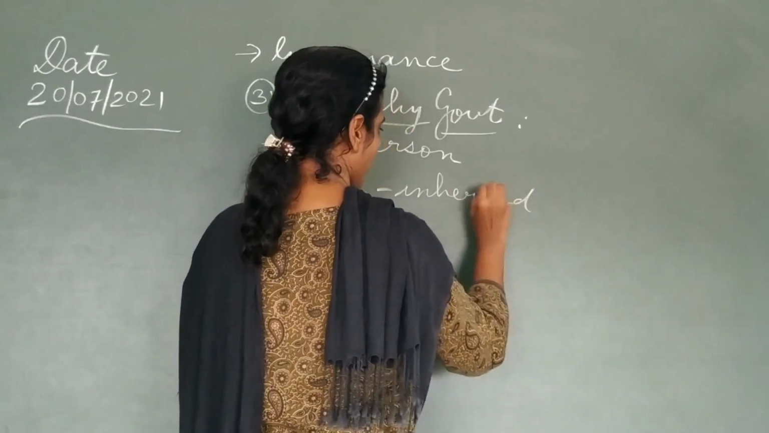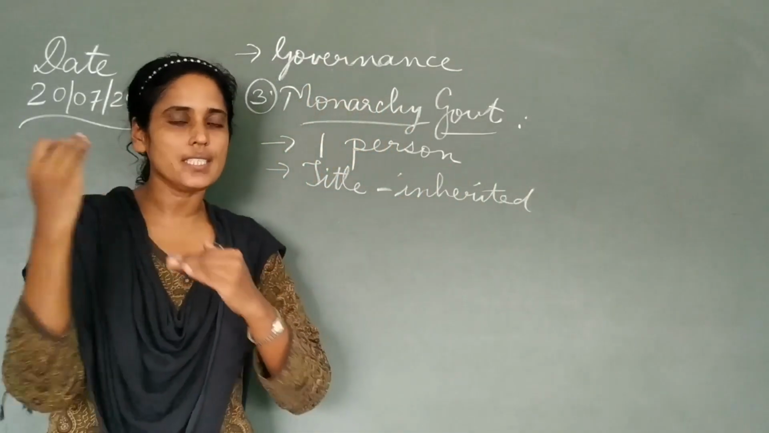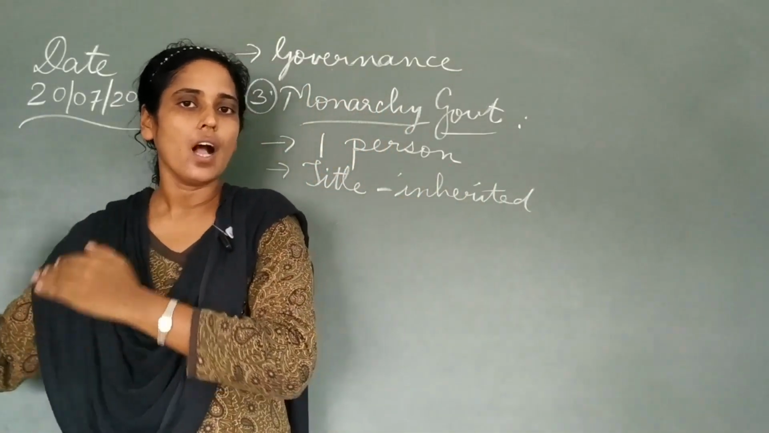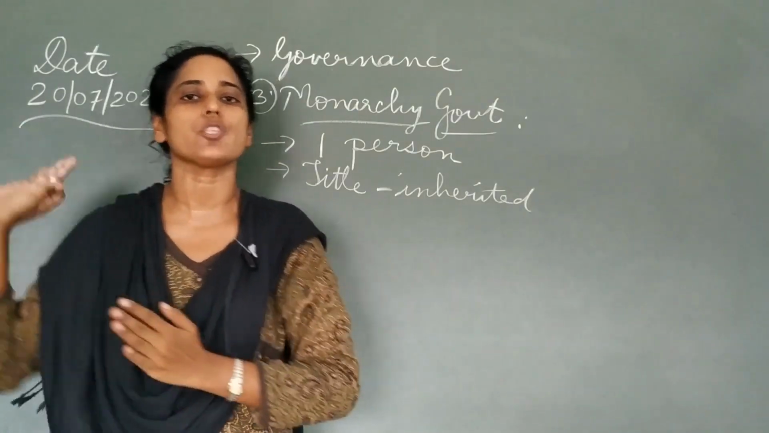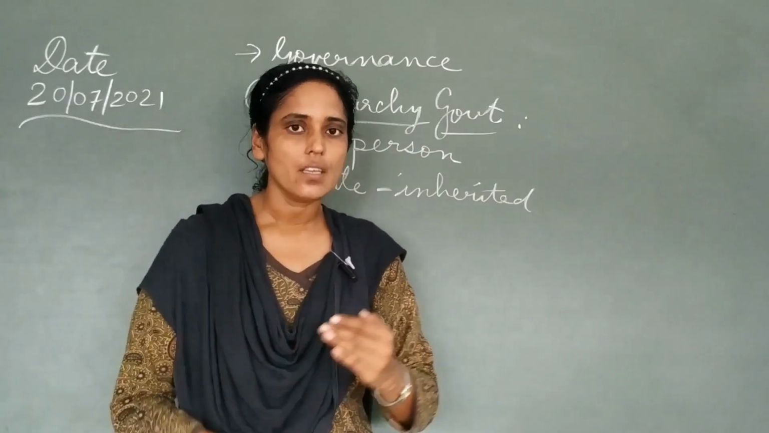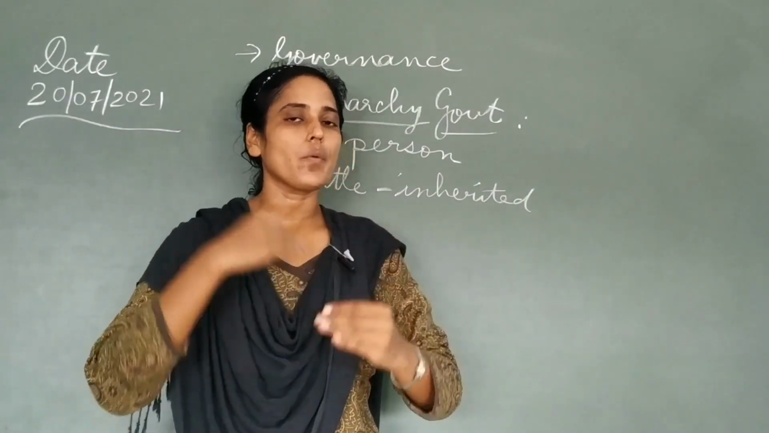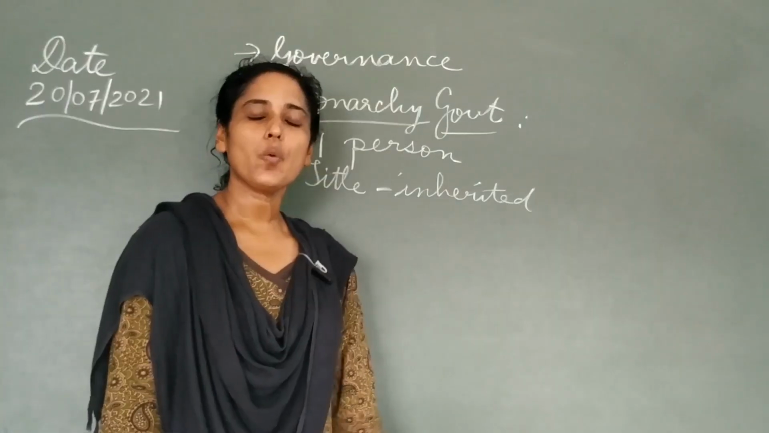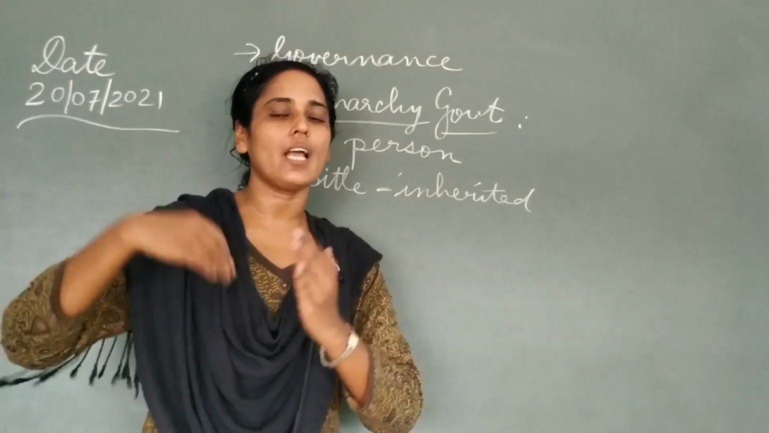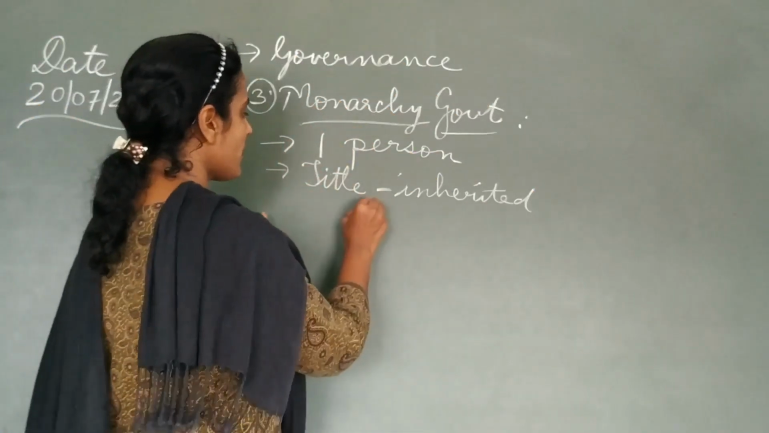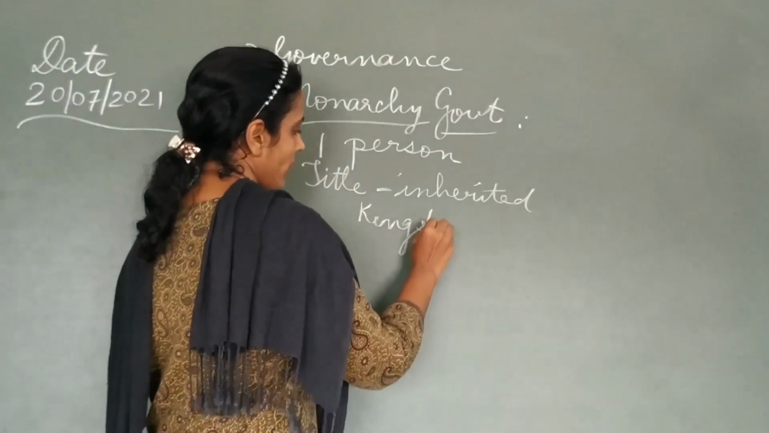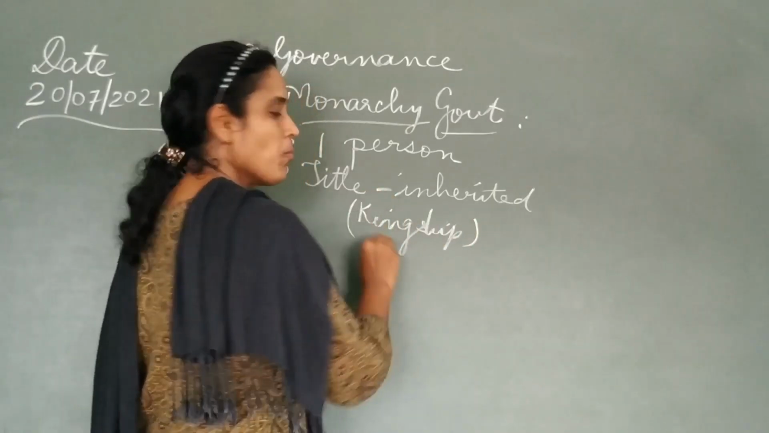That is, for example, father is the king, then his son is the king after his death, then his son, in that way it goes on generations to generations. Okay, that is, it goes on from one generation to the next generation. So what happens? The father is the king, then after his death, his son, then his son, it goes on from generation to generation. That is monarchy or kingship is the main topic over here. Okay, monarchy stands for kingship mostly.